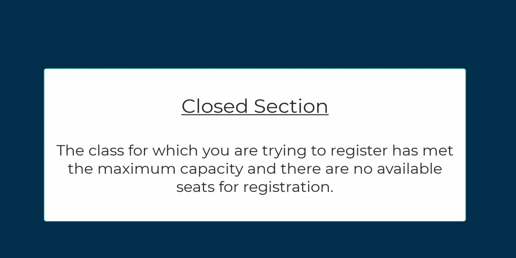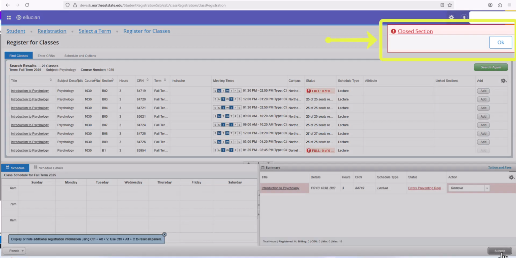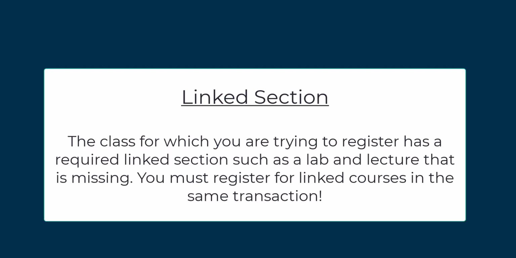Closed section. When you try to register for a course that has already met maximum capacity, you will receive an error that says closed section. For instance, when you try to register for Psychology 1030 BO2 and the section is full, you will receive the error closed section.